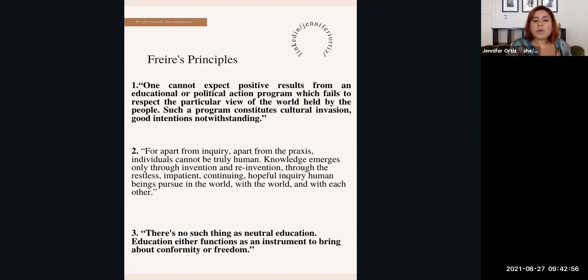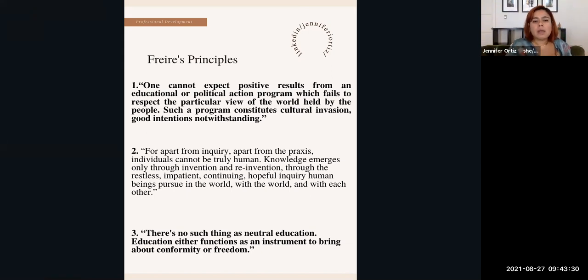Number two, apart from inquiry, apart from the praxis, individuals cannot be truly human. Knowledge emerges only through invention and reinvention, through the restless, impatient, continuing, hopeful inquiry human beings pursue in the world, with the world, and with each other. I felt this particular quote was poignant to what I'm going to show you today. My curriculum is going to focus on how I use art exhibits, or my visits to art exhibits, to build my curriculum. And so this is a way that I engage with the world and that I want students to engage as well.